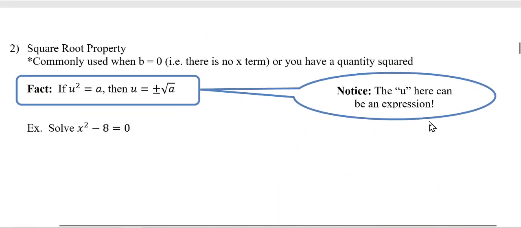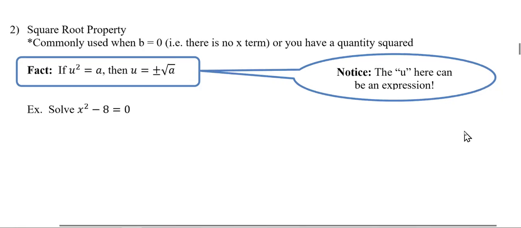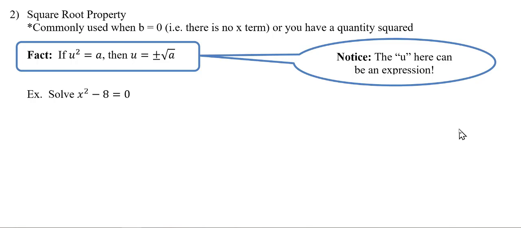All right, let's take a look here. Second method for solving quadratic equations is using what we call the square root property. This is common when b equals 0, so that middle term, that x term, is 0 or is missing, or if you have a quantity squared. Here's what we have. If u squared is equal to a, then u is equal to plus or minus the square root of a. If you plug in either of those, the positive square root of a or the negative square root of a in place of u, you'll get a true statement. You'll get a equals a. So that's why those are the solutions.